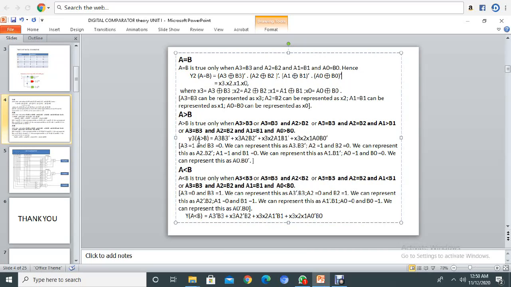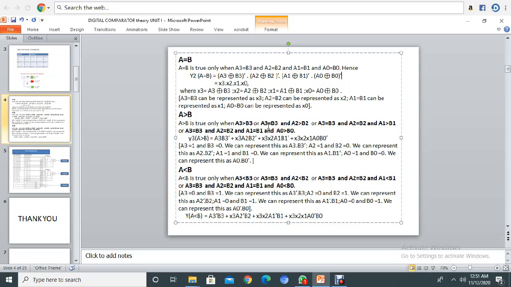Okay, can you understand? When A is greater than B, if A3 is greater than B3, or suppose first bit, that is A3 is equal to B3, then you have to check the next bit.